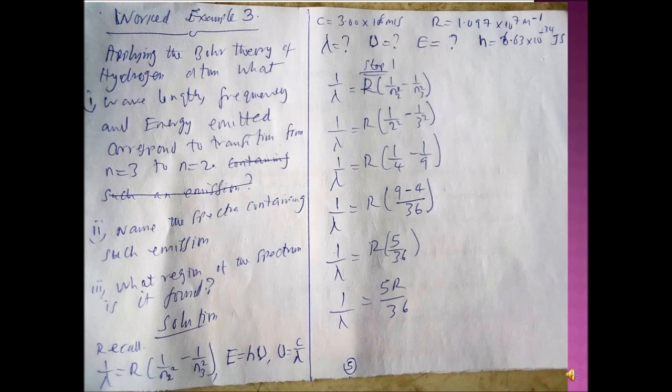So making 1 over wavelength equals R, and then 1 over 4, because 2 squared is 4 and 3 squared is 9. So we also have R. Open the brackets, we now have 9, because the LCM of 4 and 9 is 36. 4 into 36 is 9.